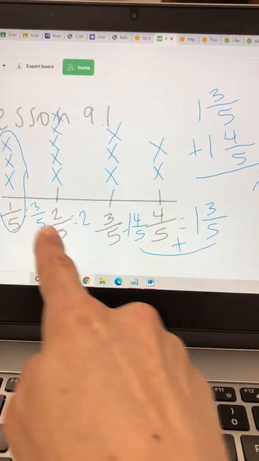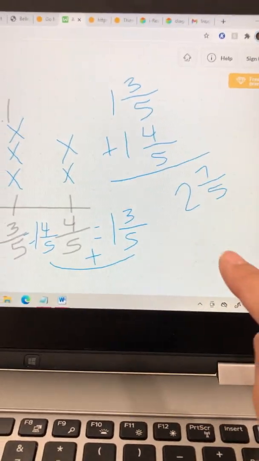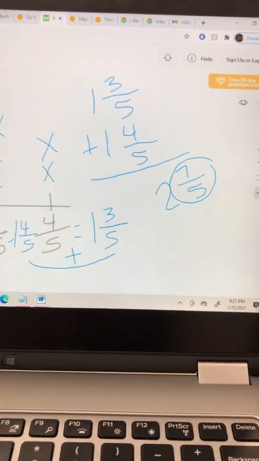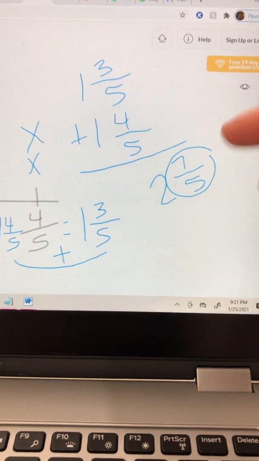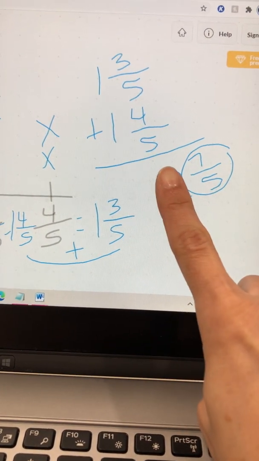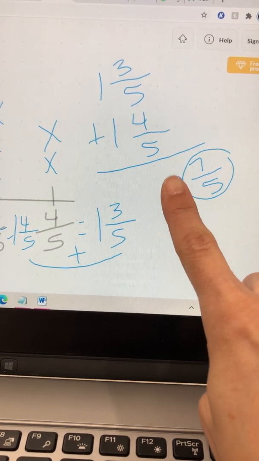And then we'll add in the 3/5 to this as well. So 2 7/5, again, an improper fraction here. We cannot leave it that way. So what we're going to do is convert it into a mixed number. For right now, we're going to pretend this 2 is not in here, and we're going to focus on 7/5.